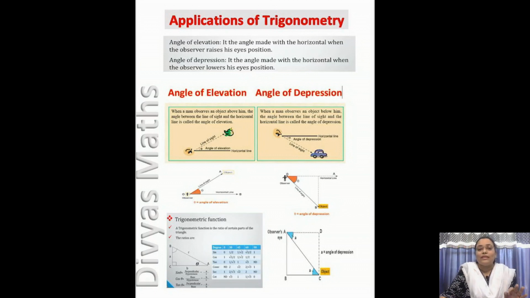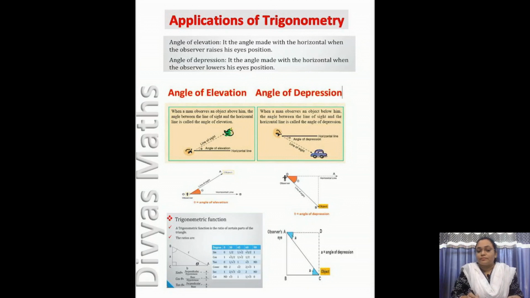You also need to remember that when you go closer to the object, the angle increases. When you go far from the object, the angle decreases. See, when the object is at the top of the building and you are far away from the building, you can easily look at the object. When you go nearer to the building, you need to raise your head and look at the object. So the angle increases when you go nearer to the object, and when you go far away from the object, the angle decreases.